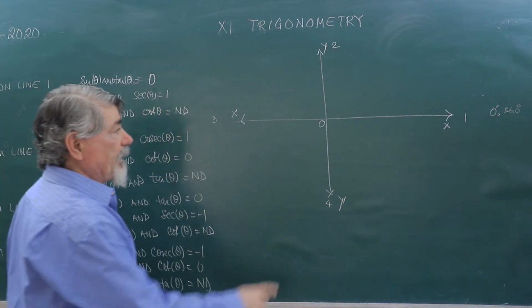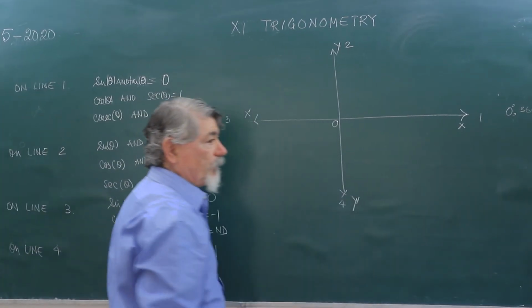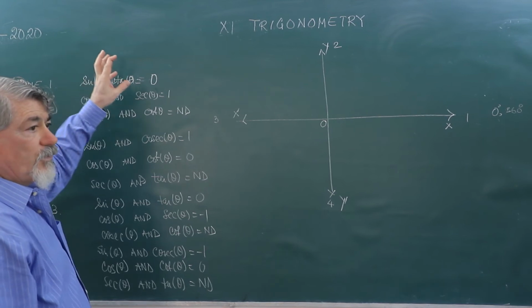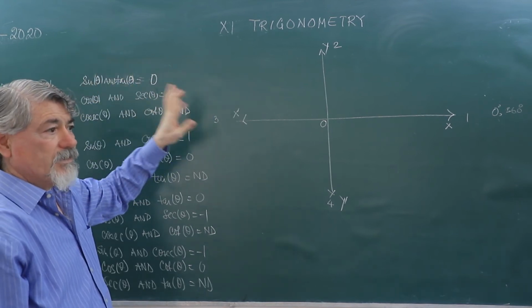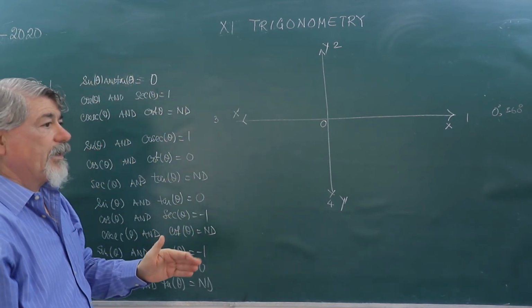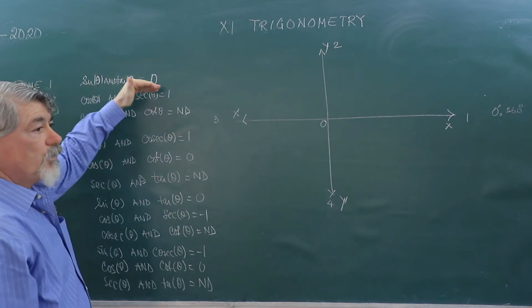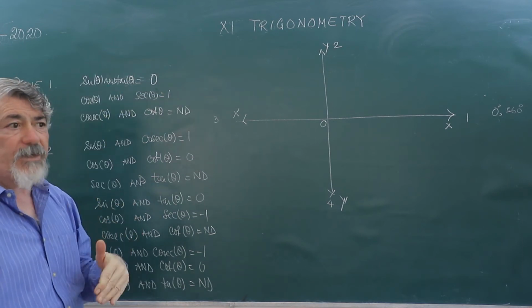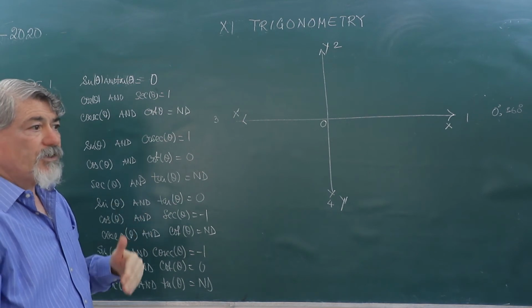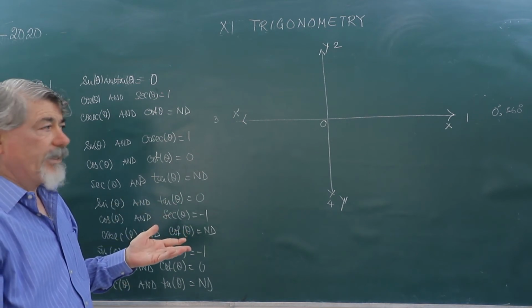So along this line, sine 0 is 0, tan 0 is 0. If sine is 0, then the opposite of sine will be 1 upon cosec, 1 upon 0, which will be not defined.